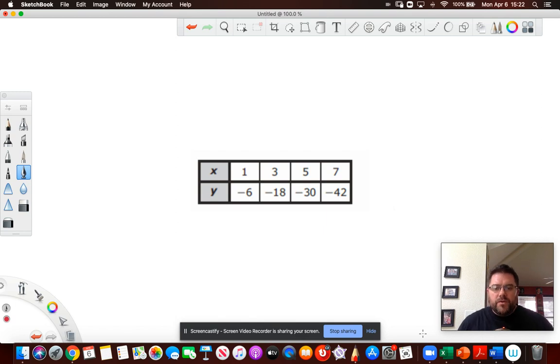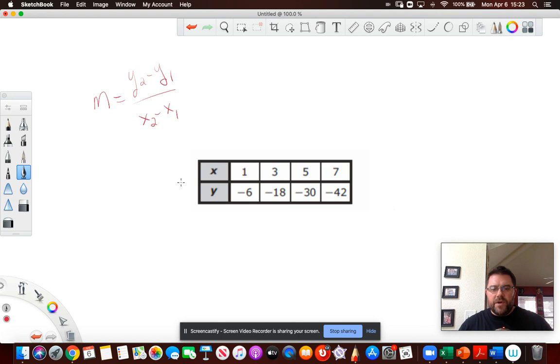All right, so we want to use our slope formula to help us find the slope of this relationship right here. So recall that our slope formula is m is equal to y2 minus y1 over x2 minus x1.